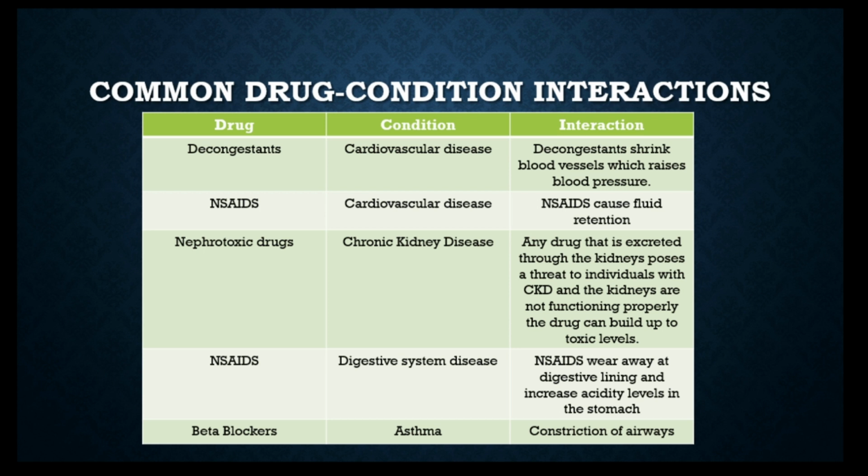NSAIDs with digestive system disease. NSAIDs wear away at the digestive lining and also can increase the acidity levels in the stomach itself. And finally, beta blockers with asthma, as beta blockers constrict the blood vessels in the airway.